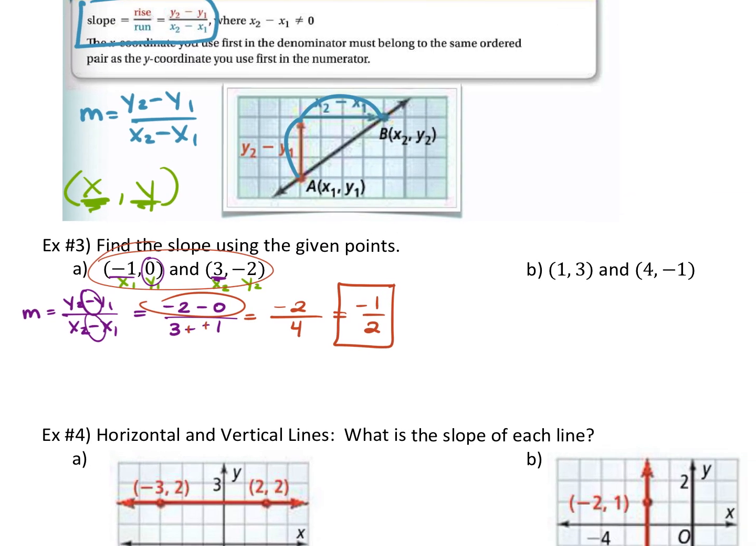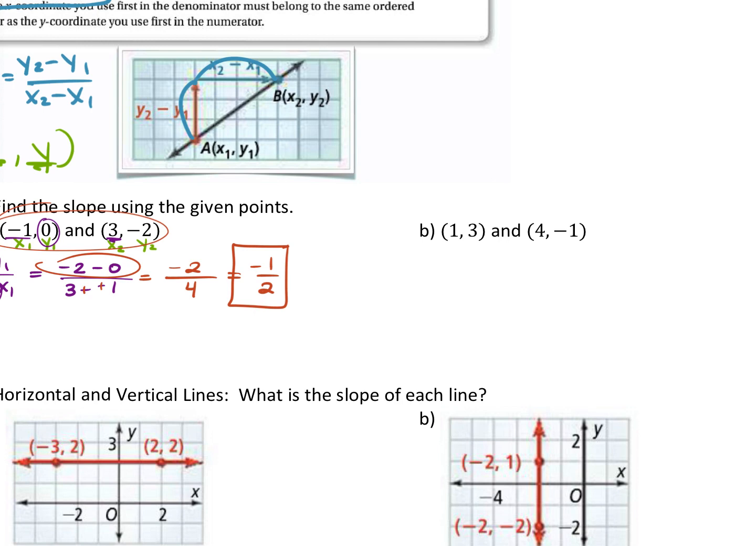Okay, using that idea, labeling your points, you do letter B. Identify what is x1, what is y1, what is x2, what is y2, and then plug it into the slope formula, and let's see what you get.